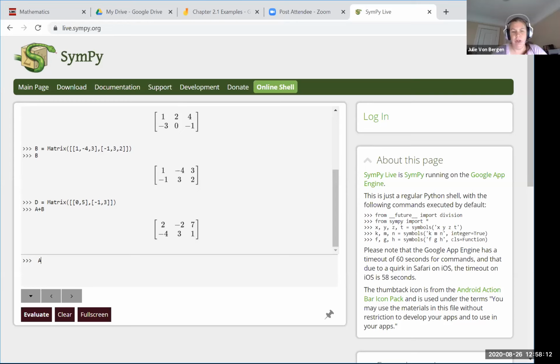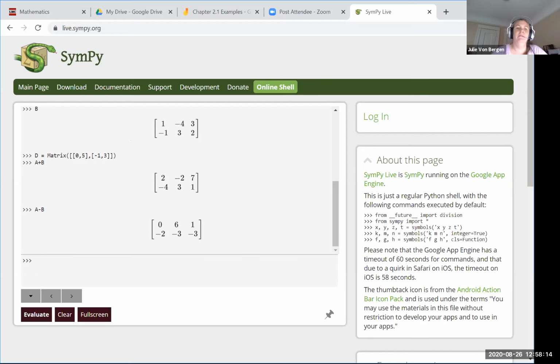We can check A minus B, and we get another match that verifies our calculations that we did by hand. So we can see technology, once we enter the matrices, can quickly calculate for us and save us arithmetic errors like I might make doing calculations by hand, or missing negative signs that are also really easy to do.